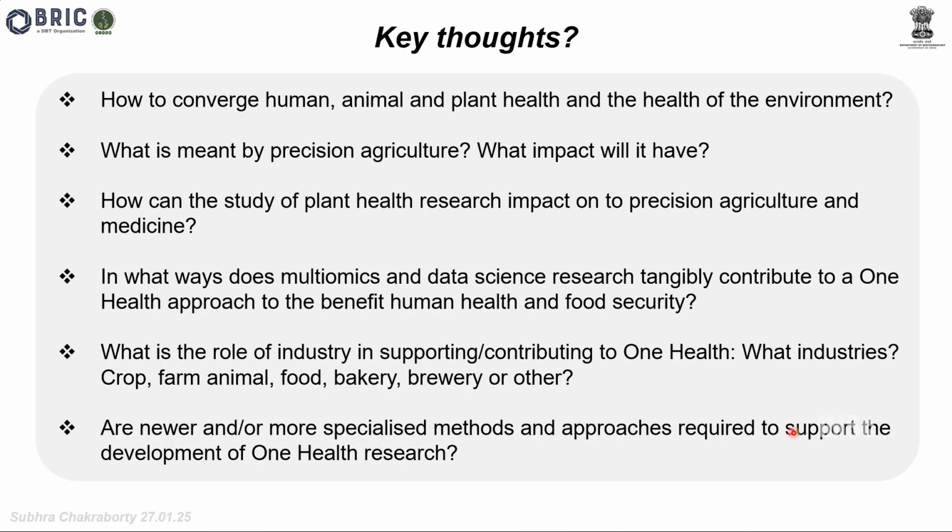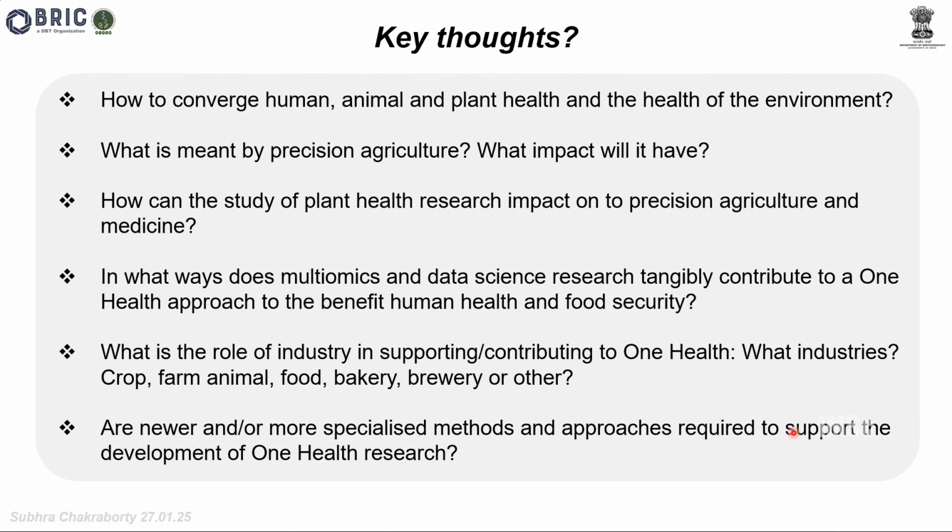So the thoughts would be, how do we converge the human, animal and plant health and the health of the environment? What is meant by precision agriculture? How can that be impacted? How can the study of plant health research impact precision agriculture and medicine? In what ways can multiomics and data science research tangibly contribute to this One Health concept?